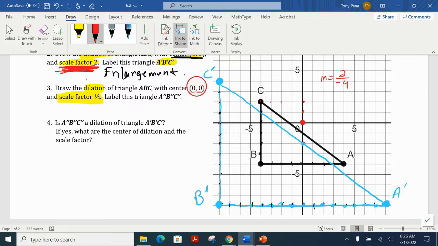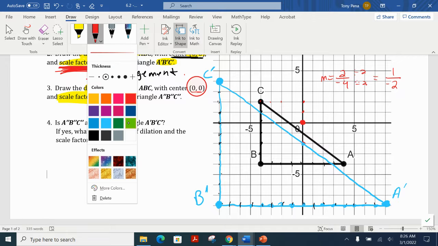Well, now if I'm only going to go half the distance, isn't going half the same as just dividing by 2? So now we're just going to do half of what we just did. Instead of going up 2, now I'm only going to go up 1. And instead of going left 4, now I'm only going left 2. We're going half the lengths.